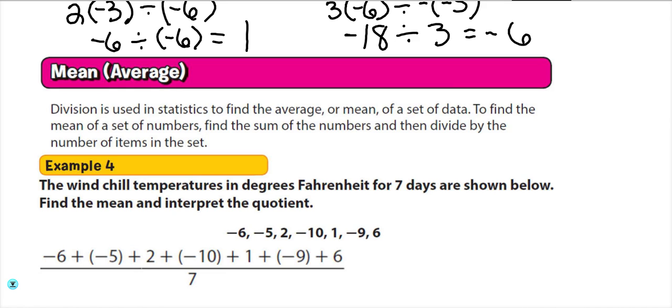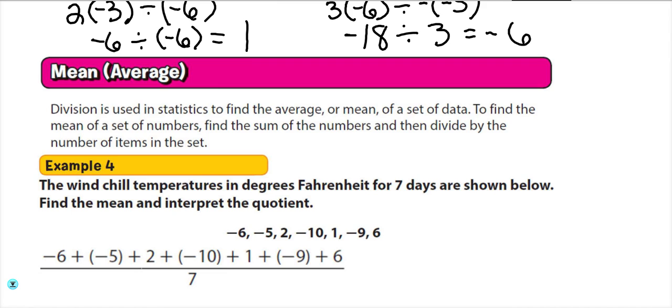Okay, let's take a look at example 4. The wind chill temperatures in degrees Fahrenheit for 7 days are shown below. Find the mean and interpret the quotient. So we have negative 6, negative 5, 2, negative 10, 1, negative 9, and 6. All right, so I kind of got it set up for you already. I know we haven't actually worked on adding and subtracting yet with negatives, but I'm going to show you kind of the easy way for this one right now.